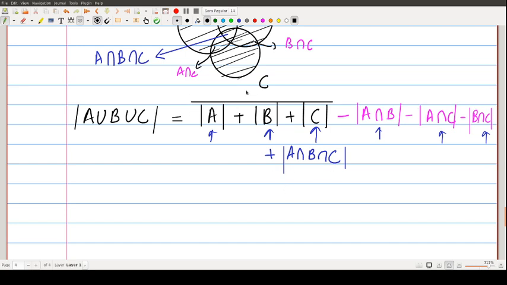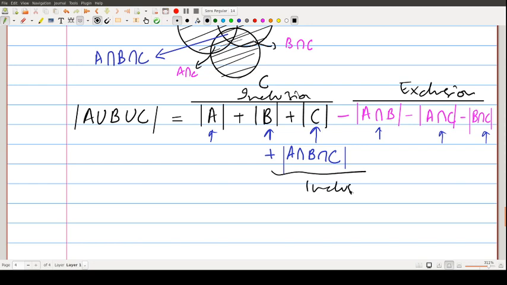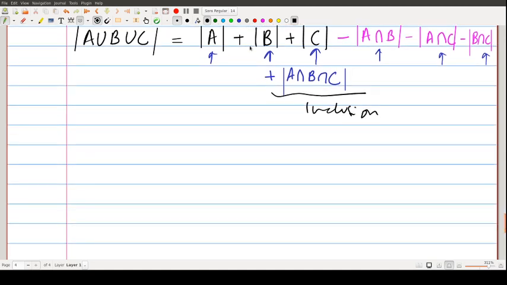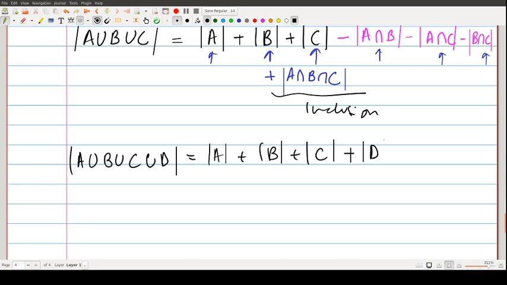So this was my inclusion, exclusion, and then inclusion again. And now I can generalize this pattern to a set of 4 elements. So if I go to A union B union C union D, let's follow this pattern and do this without looking at any visual diagram. So the first 4 terms are going to be the number of elements of A, number of elements of B, number of elements of C, plus number of elements of D.